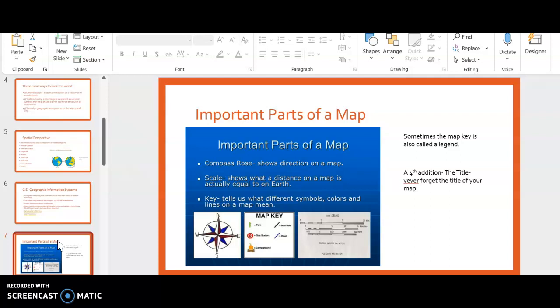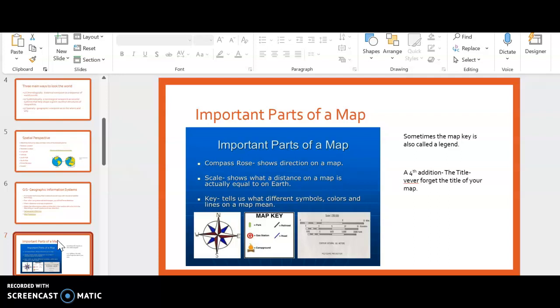But all of these maps need specific things. So they need these 4 important things, okay? A compass rose, which shows you the direction of the map, right? So you know where north, south, east, and west is. A map key, which tells us the different symbols on the map and what they mean. There is a key, and there's a scale.